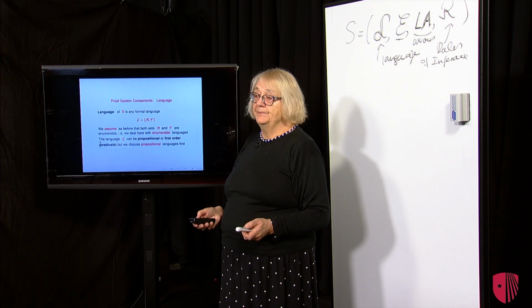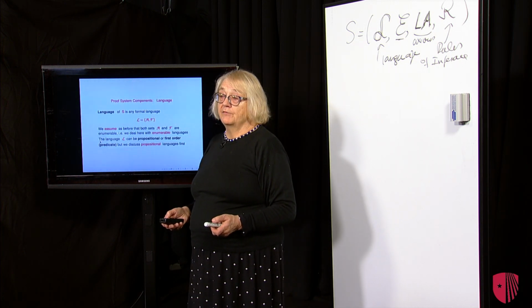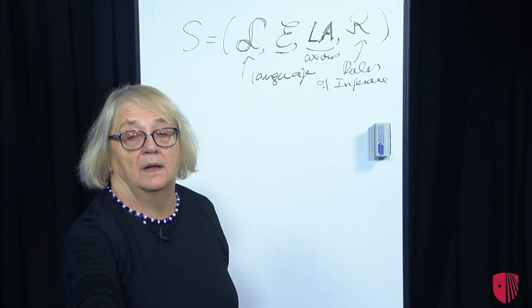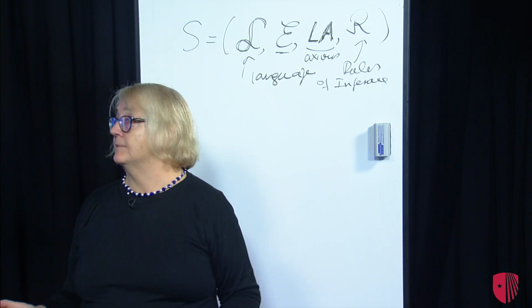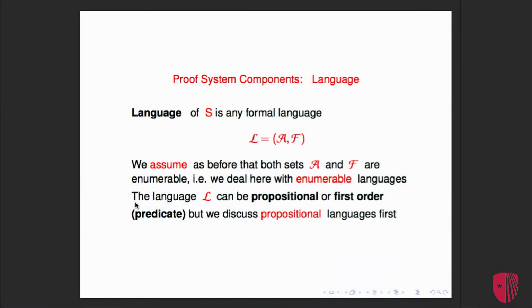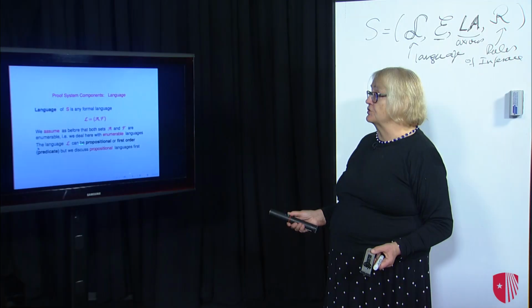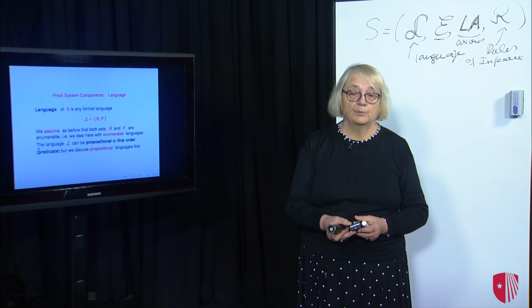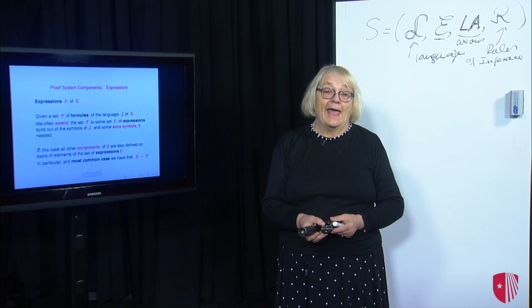And the language, of course, as we know, is a tuple: an alphabet A and a set of formulas F. And of course, we assume that A and F are enumerable. In both propositional and first order languages, they are all enumerable, so we talk about enumerable languages.